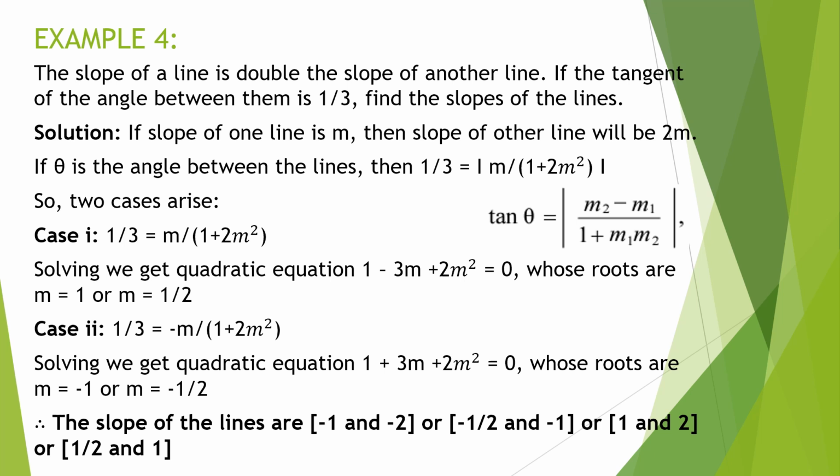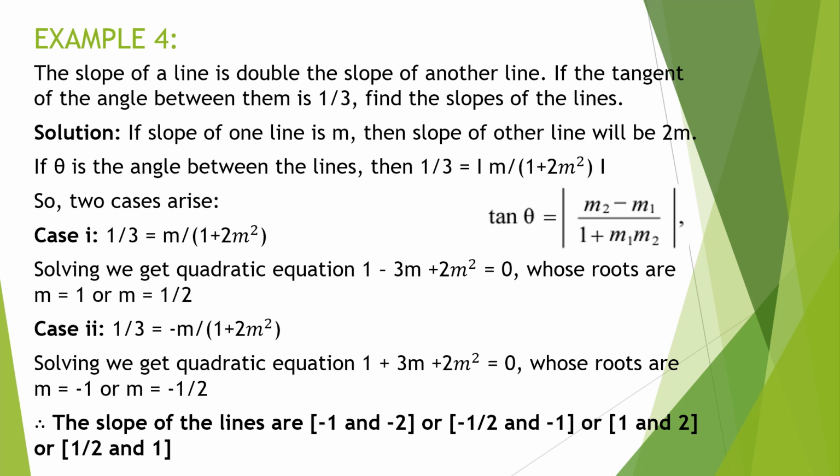The tangent of the angle between them is given to us. So if theta is the angle between them, then tan theta is equal to 1/3. Using the formula tan theta is equal to mod of (m2 minus m1) upon (1 plus m1 m2), we get two cases over here. Remember, in this case m2 is 2m and m1 is m.